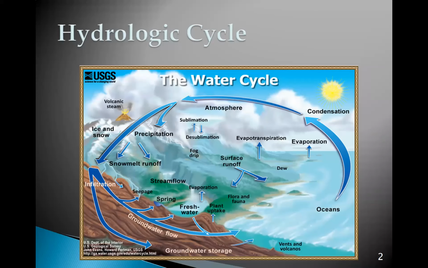The basics we learn in elementary school and middle school is the sun causes evaporation, and then it condenses in clouds, and it rains, snows, or sleets. Then it runs off and goes back into the rivers, lakes, and streams, goes back to the ocean and continues that. But then we also have all these other different things.